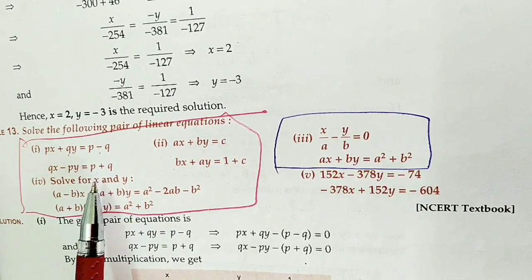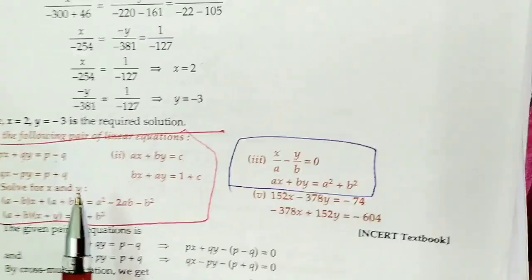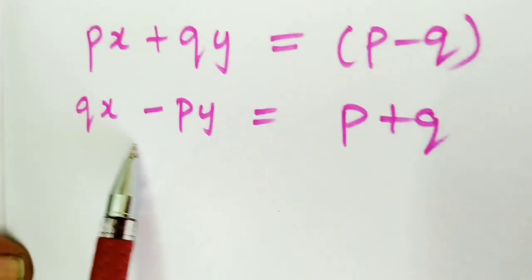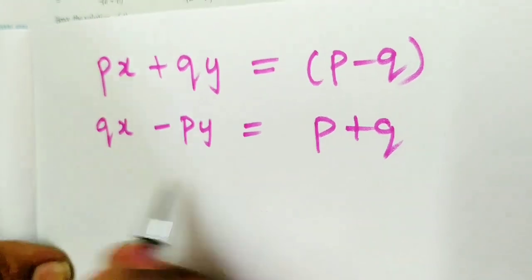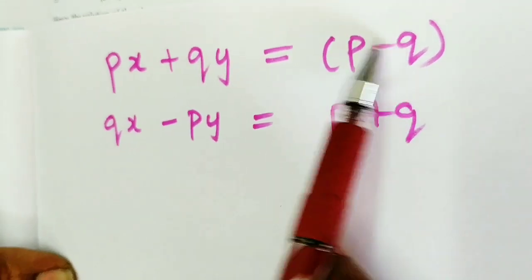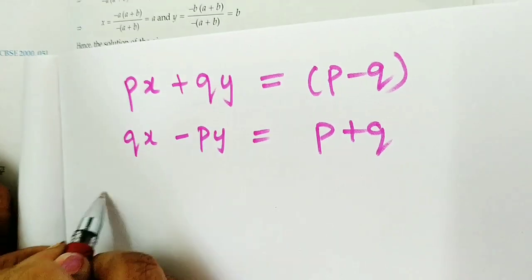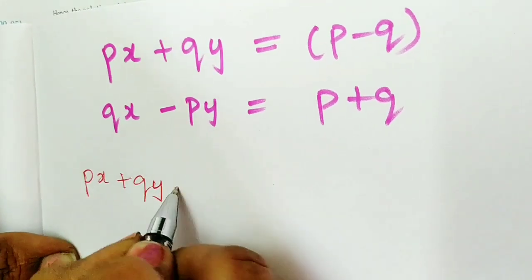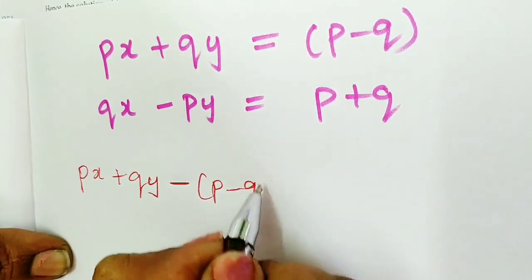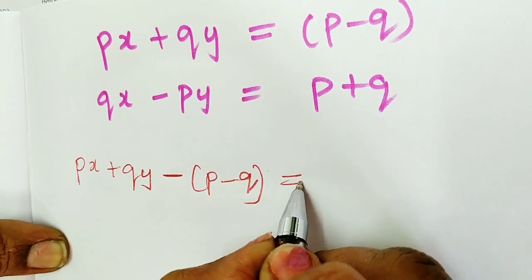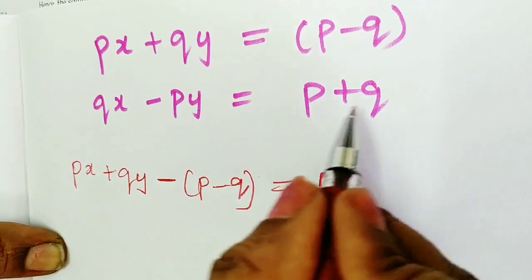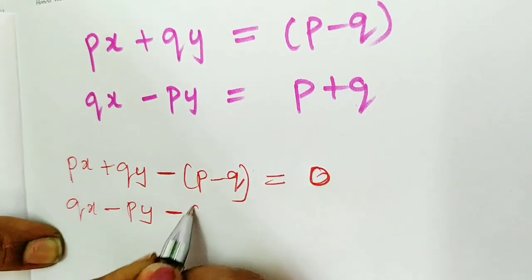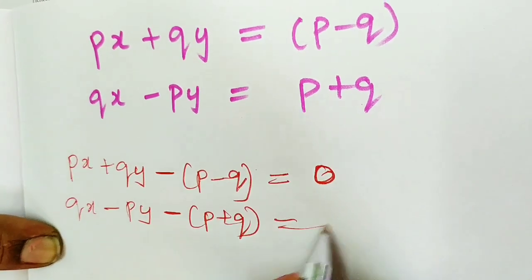Now we will learn how to apply cross multiplication method for one sum. Okay, see the question. Px plus qy is equal to p minus q. Qx minus py is equal to p plus q. The first step in cross multiplication method is bring the c1 to this side and c2 to this side. Okay, px plus qy minus of p minus q. Arrange this in a1x plus b1y plus c1 form is equal to 0. Now bring this c2 to this side. Qx minus py minus of p plus q is equal to 0.